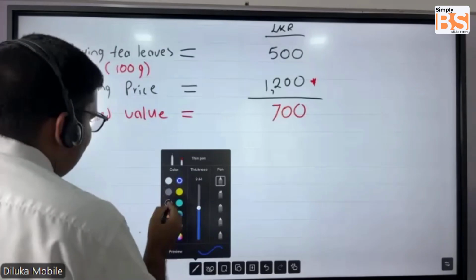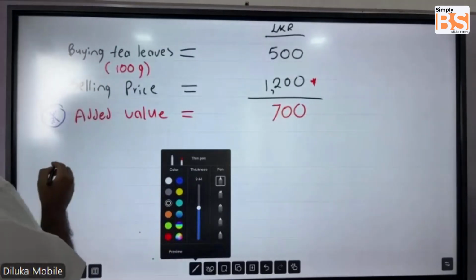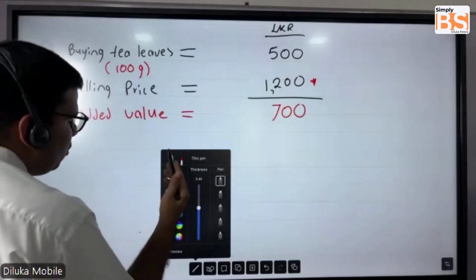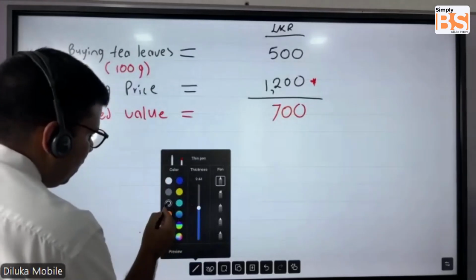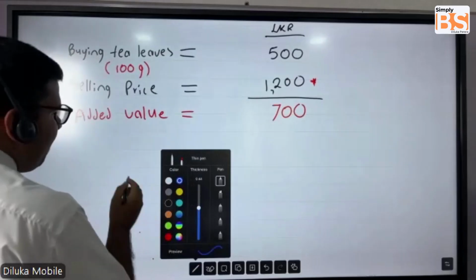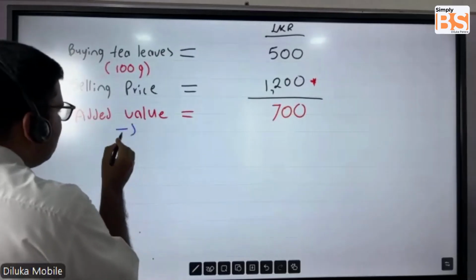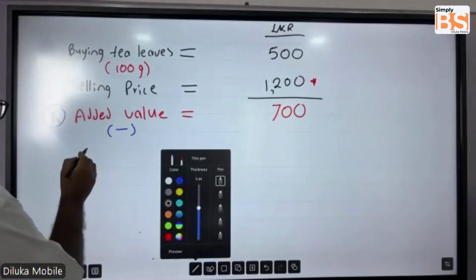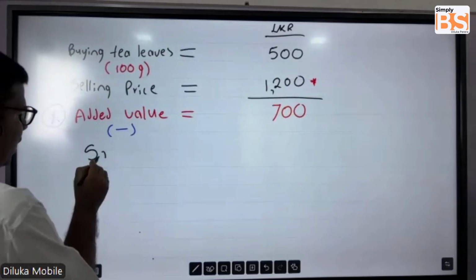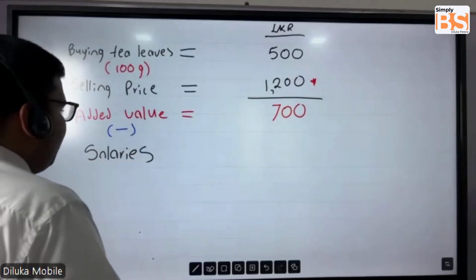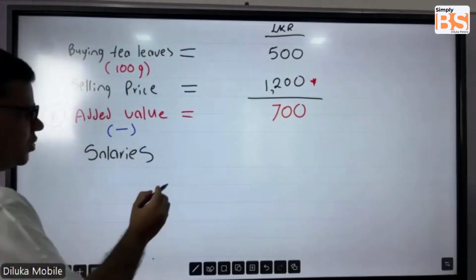You have to deduct, or subtract, right? Deduct what? Salaries, right? Salaries of employees, right?